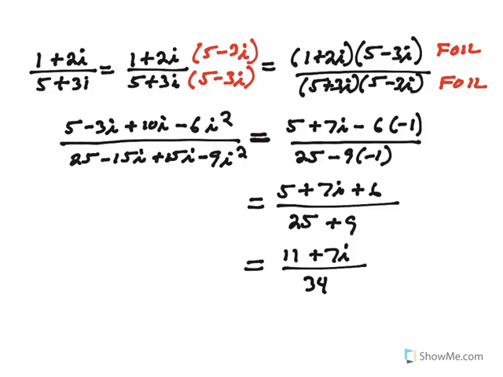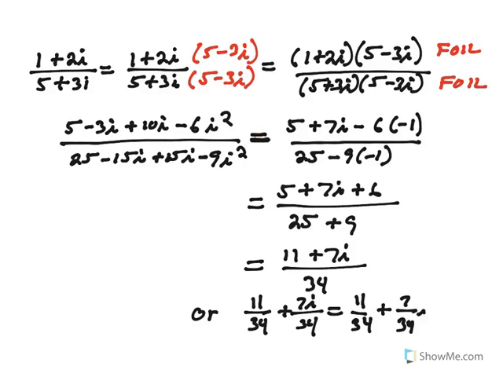And another way you can write this, if you want to write it in standard form, is 11 over 34 plus 7i over 34. And that would be your standard form. Or actually another way you could write it is this way. You could write the i off to the side, like that.